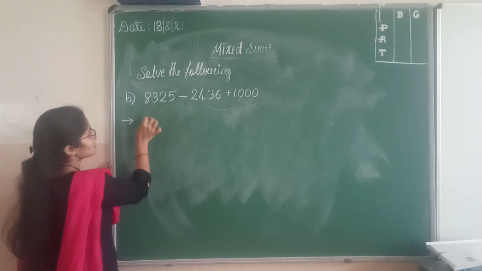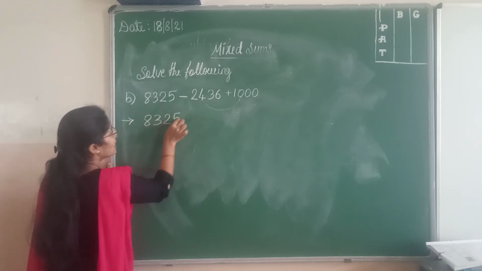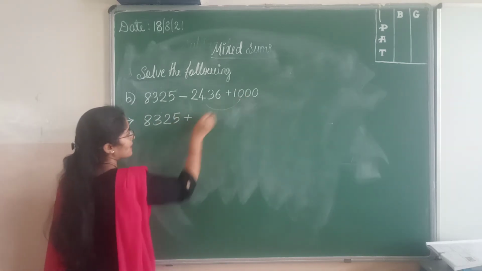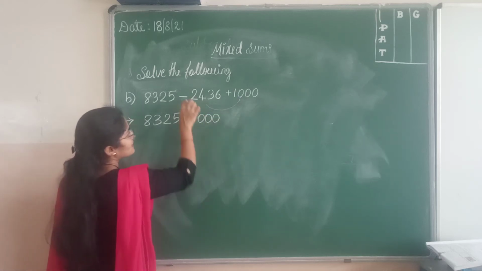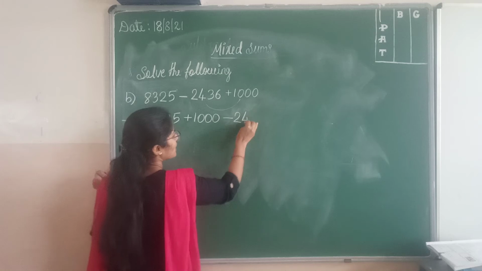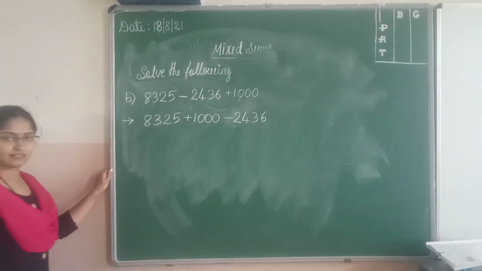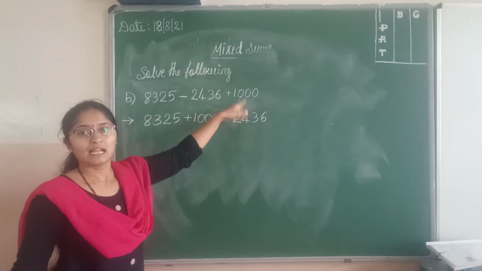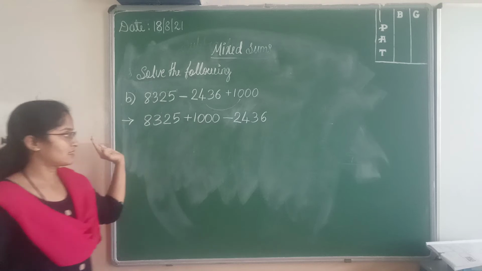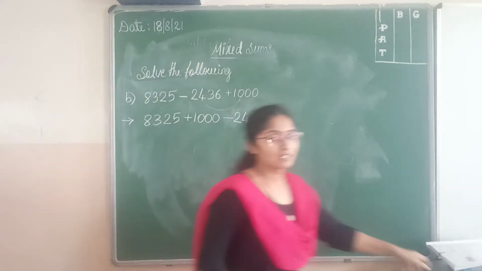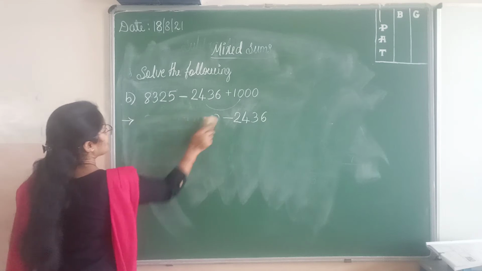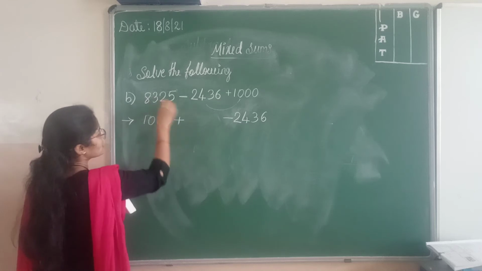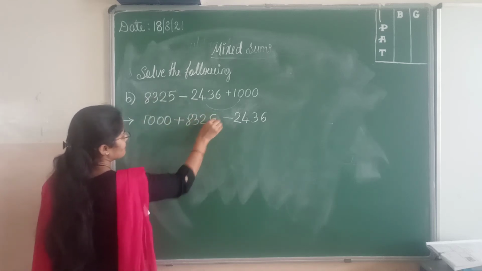Okay, so keep this 8325 here only and write this 1000 before this number, plus 1000. Then write this minus 2436 at the end. Okay, we have changed the order of 1000 now. It was at the end, we have taken it first. Or you can write 1000 first, then you can write 8325. Like you can write now, write the 1000 first, then write addition 8325. Yes.